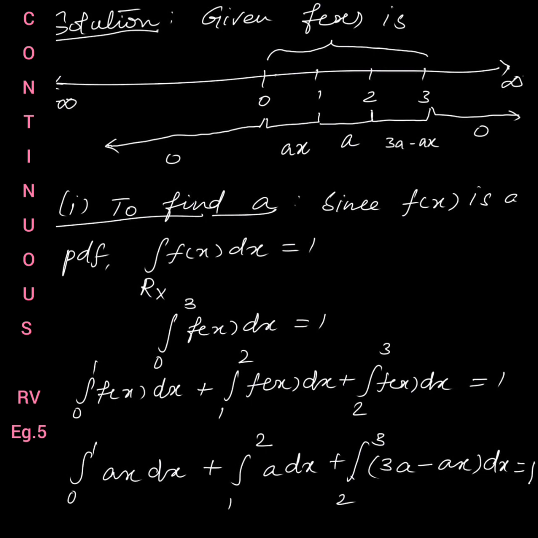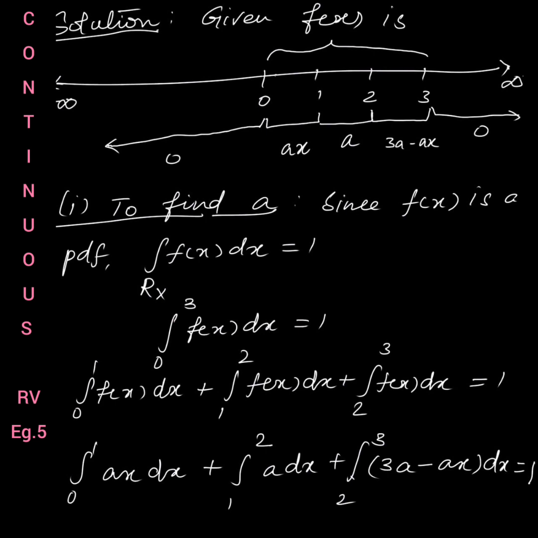Now the first part, before entering to the first part, the problem actually has a PDF which is defined in the interval 0 to 3, and it is split into three parts. One is 0 to 1 and the next one 1 to 2 and the last one is 2 to 3. Remaining portion the function is 0. Here we draw a real line and that is written in each of the sectors. To find a is the first part of the question.